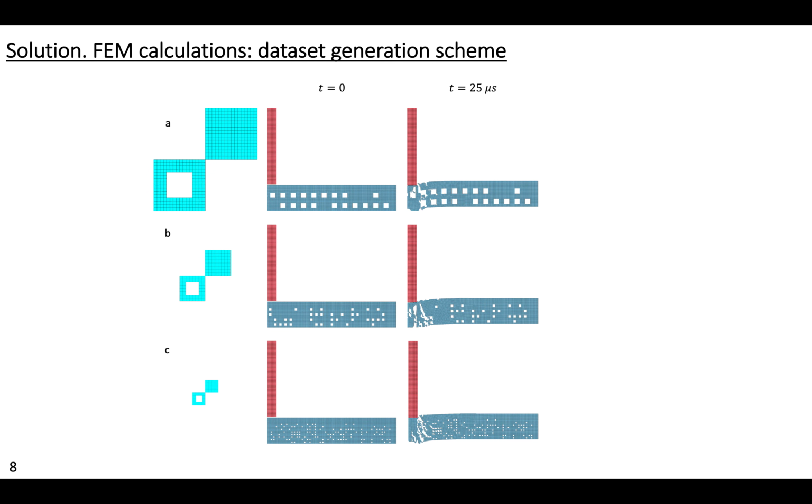Finally, you can see here how the targets with different perforation resolutions perform during the impact test. On the left, you see the pre-meshed cells, which are used as bricks, as Lego bricks to assemble our model. And on the right, you see the performance of some random perforation patterns of different perforation resolutions.